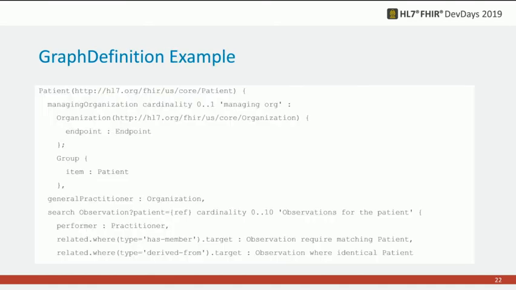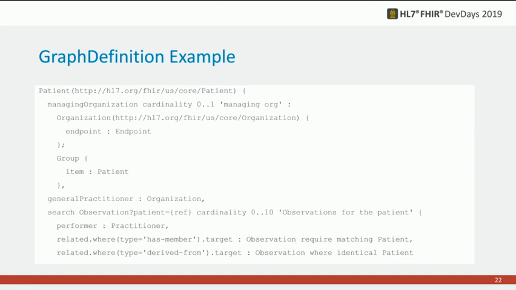So I looked up the patient example and said, give me this graph. So the server would go, okay, I'm going to give you the patient. And the managing organisation points you at the organisation. I'm going to give you the organisation. And I'm going to give you the endpoint that the organisation points to as its endpoint. And I'll give you the general practitioner organisation as well. And also I'll do this search on observations and return those observations and their performers and their members and derived-from targets. So instead of having to chase all those things down, this is where it overlaps with GraphQL.